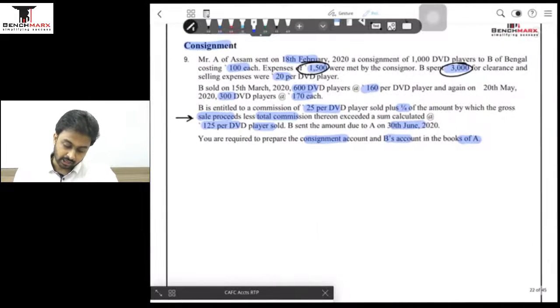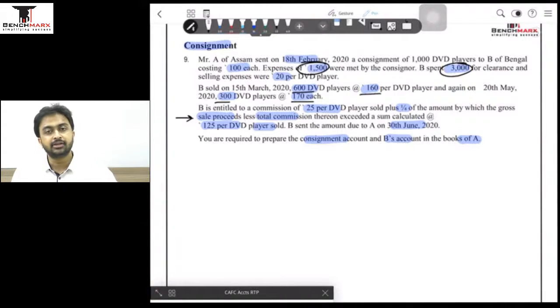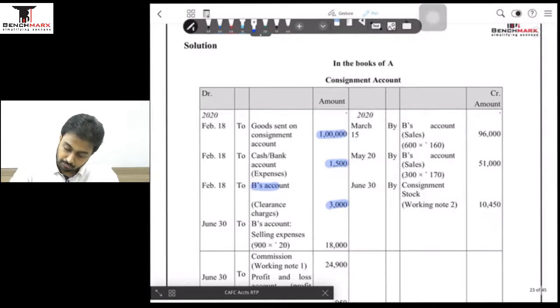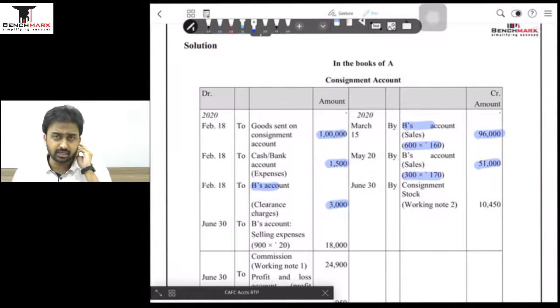Then comes sales. That is 600 into 160 and 300 into 170. Our sale is made. He has our money. It is an income, but I will not credit sales, I'll credit consignment and I'll debit the consignee. So it is by consignee. That is 600 into 160 and 300 into 170. This and this are the gross sale proceeds. I'll debit the consignee, he has our money.